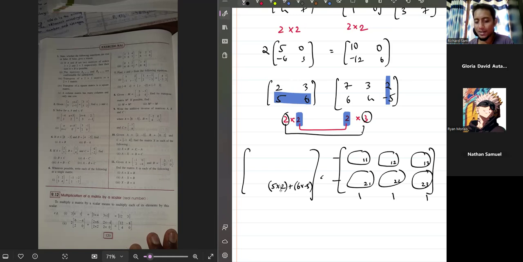So 5 2s are 10. This is minus 30. 10 minus 30 is minus 20. Do you understand? So this is what you'll be doing for every term in the matrix. Any doubt? Just note down whatever you have to note down.